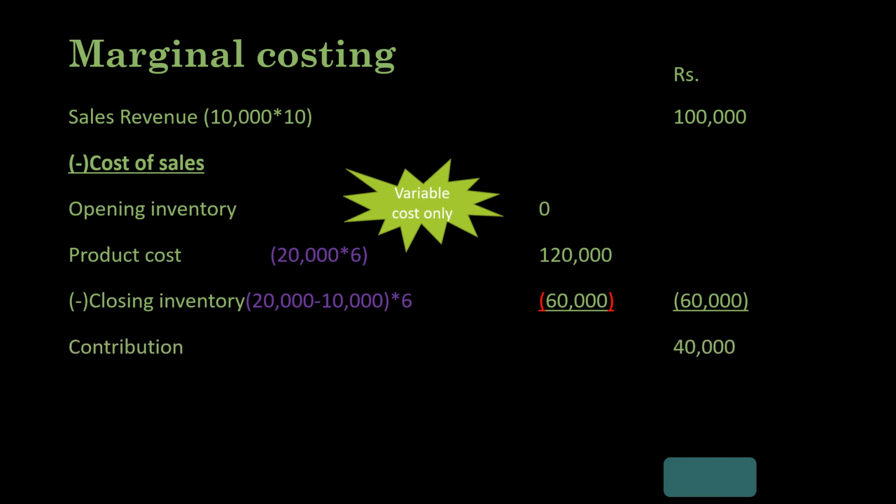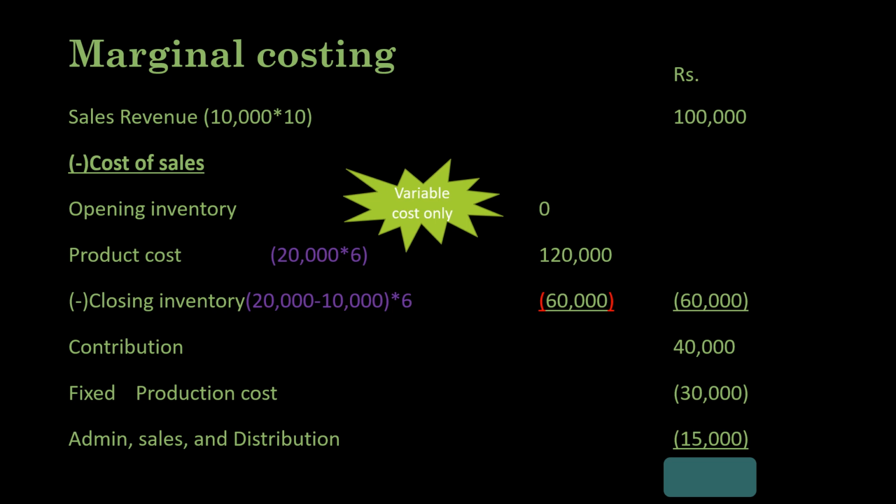Then the contribution is selling price minus the variable cost of sales. That is 60,000. And the contribution is 40,000. Then from the contribution we have to deduct all the fixed production costs as well as fixed admin, sales and distribution cost. So ultimately we are getting the marginal costing profit as this. Let's look at the second method of calculating the marginal costing profit.